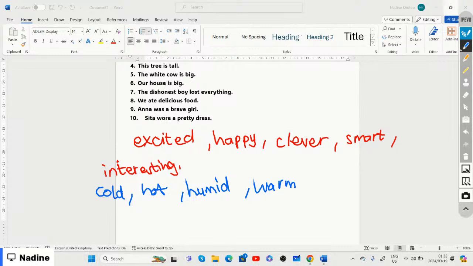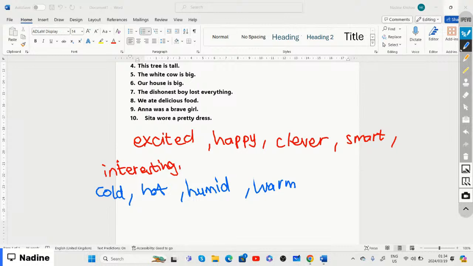All right. So if we, for example, find our adjectives and describe it in terms of temperature, then we can use words like cold, hot, humid, warm, right? Those are just a few words that you can use for temperature. And then we have words that we can use to describe color, right? And color can basically be any color.